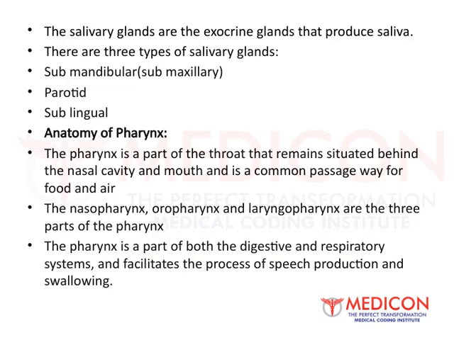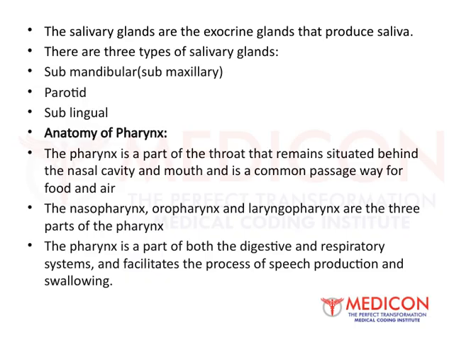Now let's talk about the salivary glands. These are exocrine glands, which means they produce and secrete saliva into the mouth. Saliva plays a crucial role in digestion, oral health, and even in beginning the process of swallowing. There are three main types of salivary glands to remember. First, we have the submandibular glands, also known as submaxillary glands, which are located beneath the jaw. Next are the parotid glands, situated near the ears, just in front of the ears. Finally, there are the sublingual glands, found beneath the tongue. Each of these glands contributes to the production of saliva, working together to keep our mouths moist and aid in digestion.